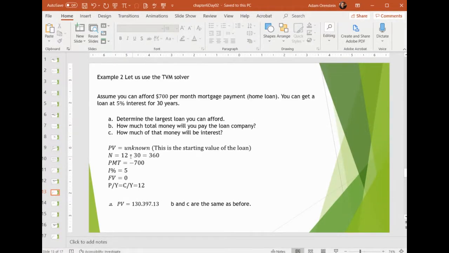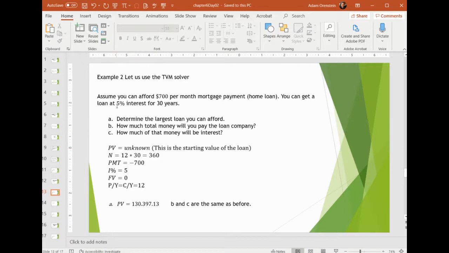Again, this is where the 360 comes from. Capital N is N times T, which is 360. We know PMT, right? That's negative. It's normally 700, but we're making it negative for our solver. Negative means the money's leaving us. Okay, again, you do have to be careful with the negatives. If I said otherwise, I apologize.